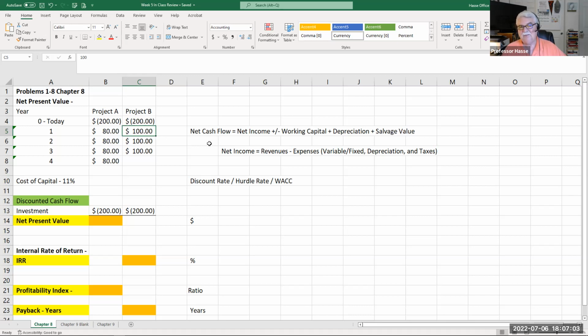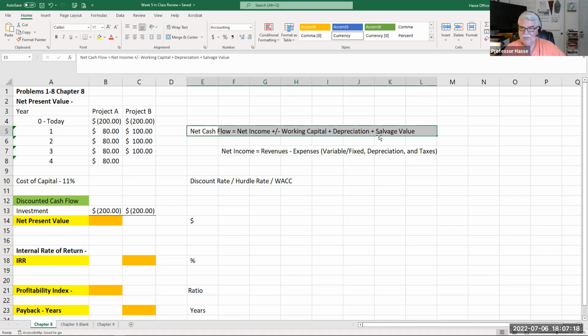This $80 and $100 is all made up in these examples. Net income is the net accounting income, but then we add back in or subtract working capital, depreciation, and salvage value, and we'll look at that in chapter 9. So don't worry about that now.